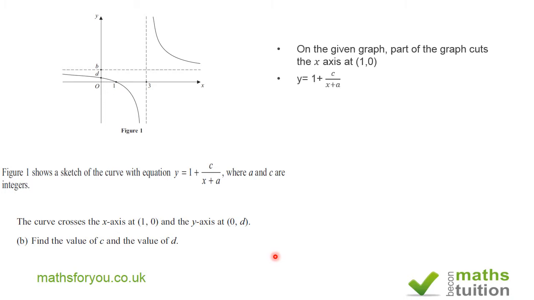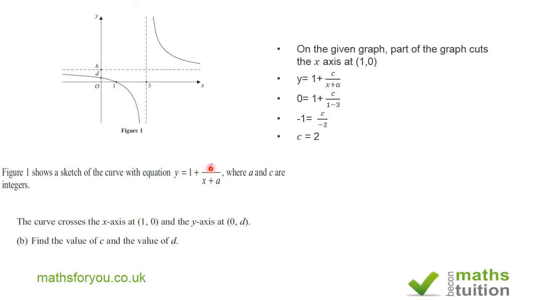y is equal to 1 plus c over x plus a, and we know that a is minus 3. Okay, and the graph cuts the x-axis at the point 1, 0, so we replace our x there with 1 and replace the y there by 0 there. Okay, if we now subtract 1 from both sides, we end up with minus 1 is equal to c over minus 2. If we then multiply both sides by minus 2, we end up with c is equal to 2. So c there is 2.